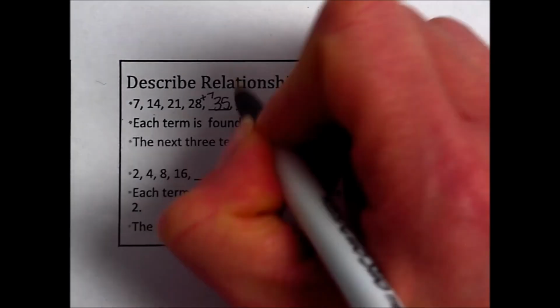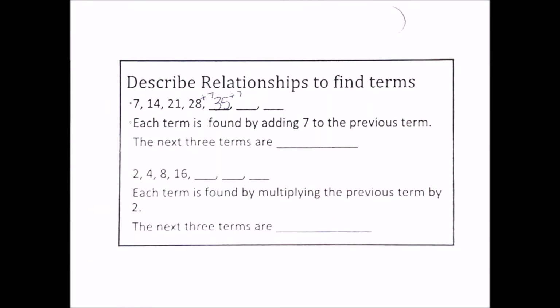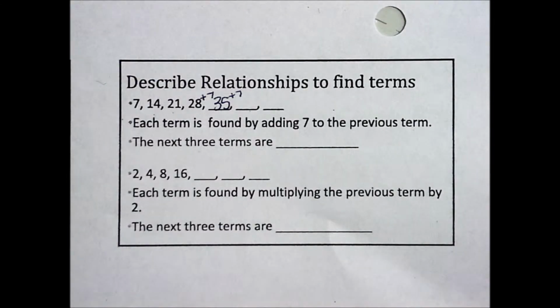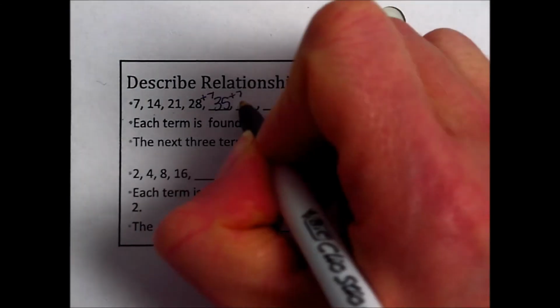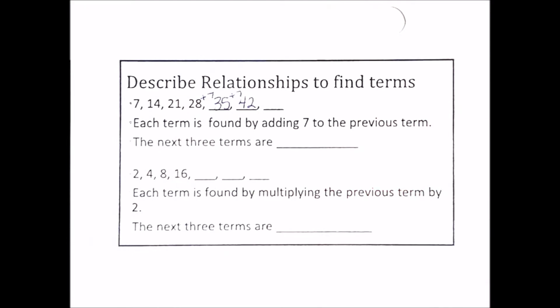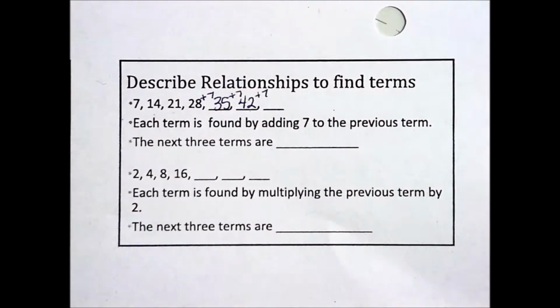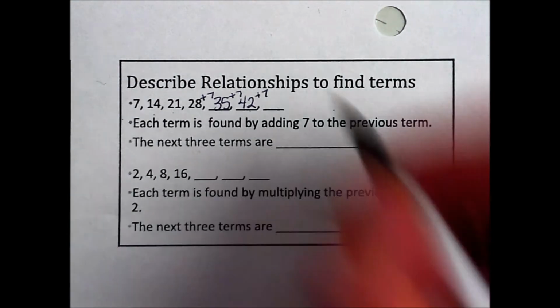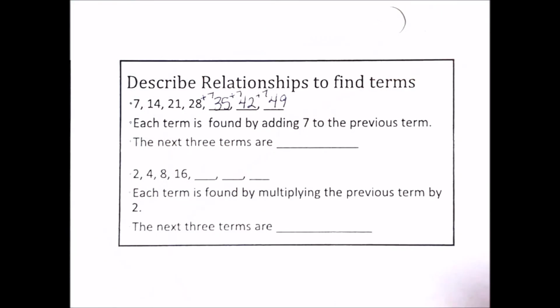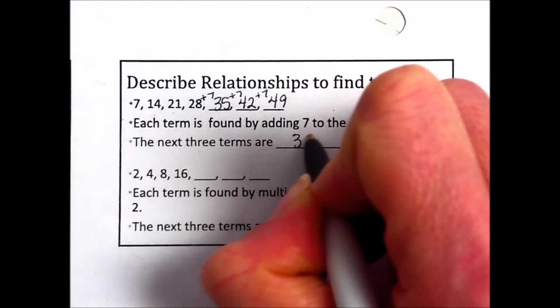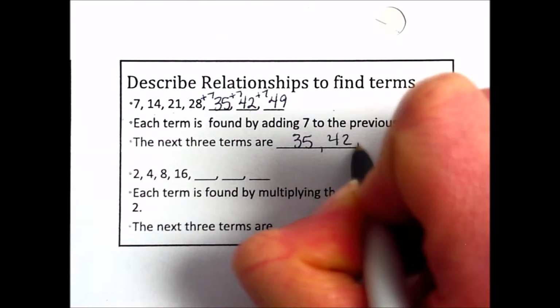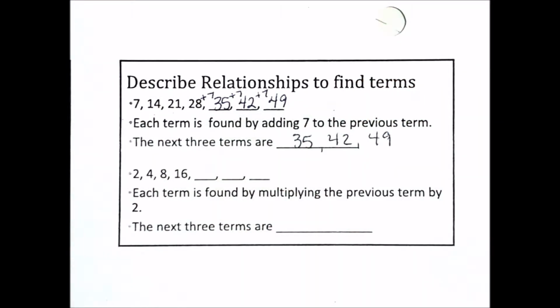Okay, so then once we get 35, we will add 7 to 35. Get 42. And then we will add 7 to 42 and get 49. So the next 3 terms are 35, 42, and 49.